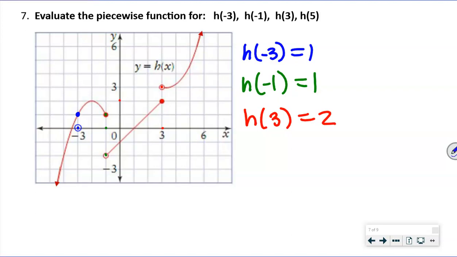And then our last one is h of 5. So 5 is here, so we go up. Looks to me like it's 4.5, y'all. So that's going to be 4.5. And there won't be any like that on the test, or I mean the quiz, or the test. There'll be very clear points.